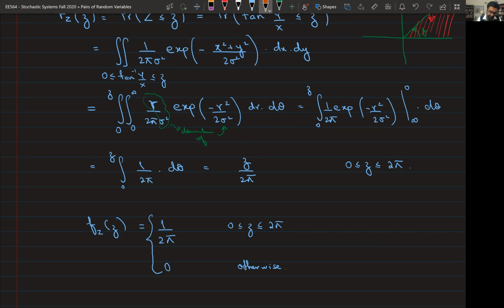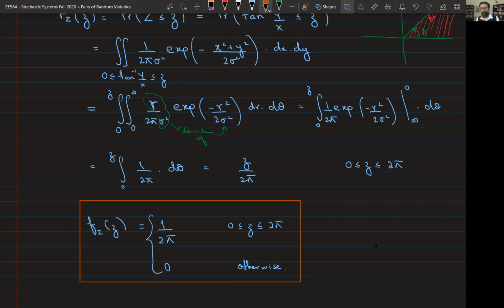Okay, so this is my answer. So that means K, which is an interesting result, which says K, the angle that the body makes with the positive x-axis, is going to be uniformly distributed between 0 and 2 pi. The radius is going to be Rayleigh distributed, and the angle is going to be uniformly distributed.